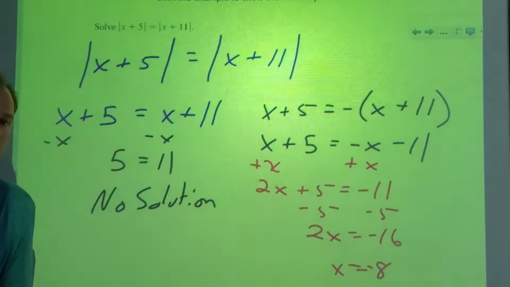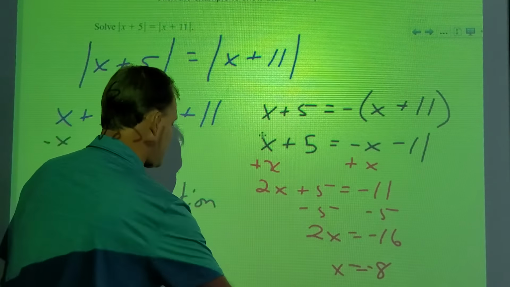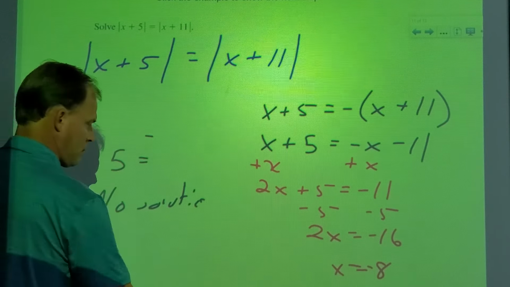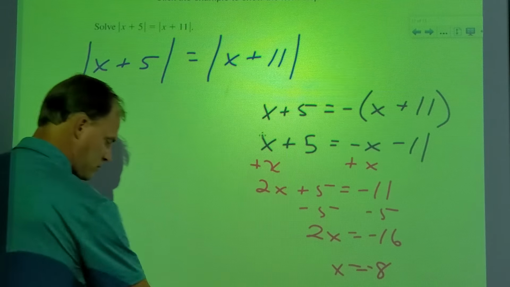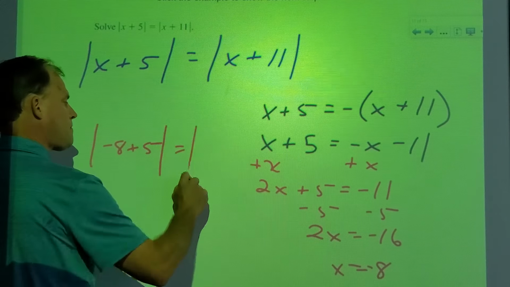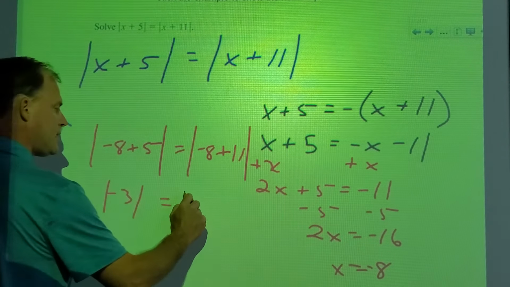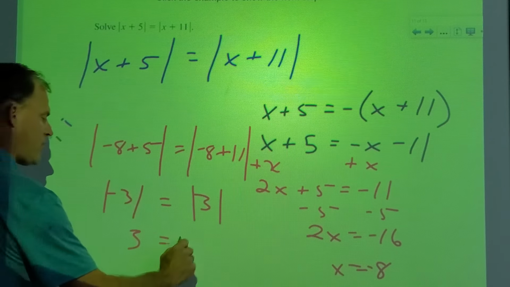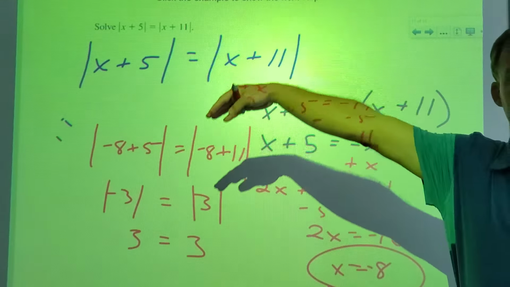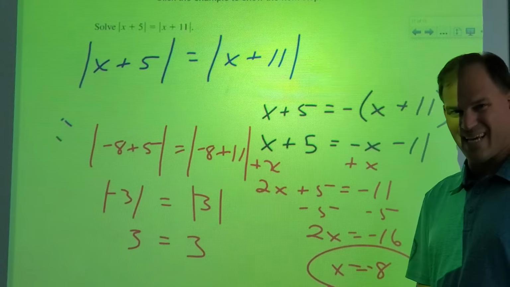X comes out to be negative 8. We always want to check it. Put negative 8 in here. That's -3, that's +3, but the absolute value comes out to be the same, so that checks out. Okay, so one side didn't give me a solution, but the other side did, perfectly fine. There's my solution, x is -8.